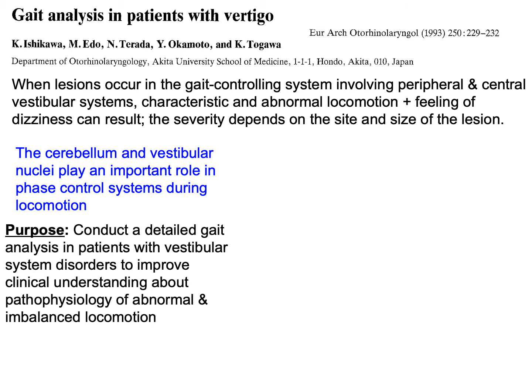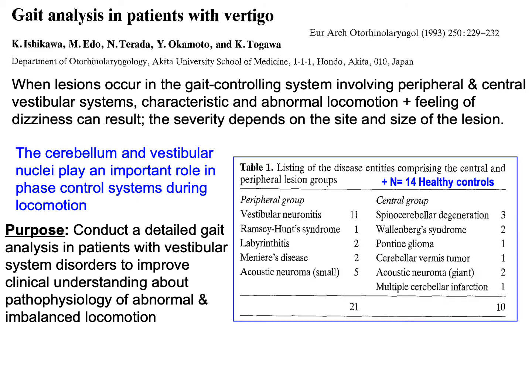during locomotion. So the purpose of this particular paper was to conduct a detailed gait analysis in patients with vestibular system disorders. They were setting about to do this to improve clinical understanding about pathophysiologies and abnormal or imbalanced locomotion. So they had individuals that were experiencing more peripheral vestibular issues, and then a group that was experiencing more central, so more within the central nervous system itself.